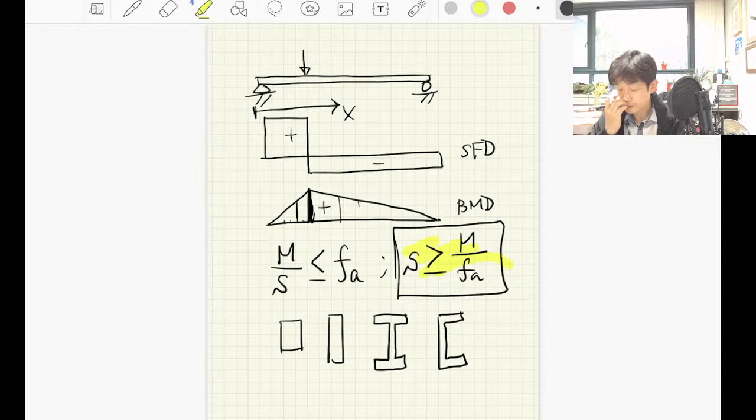Of course the choice of cross section depends on other parameters too. But if we talk about the determination of the cross section from the bending moment, then we follow this procedure. That's why it is very important to understand how to construct the bending moment diagram. Before we construct it, we don't know the maximum bending moment for the design of the cross section. What is the design? In the case of design, we have to determine the material and then the cross section for a given condition. That is the design.